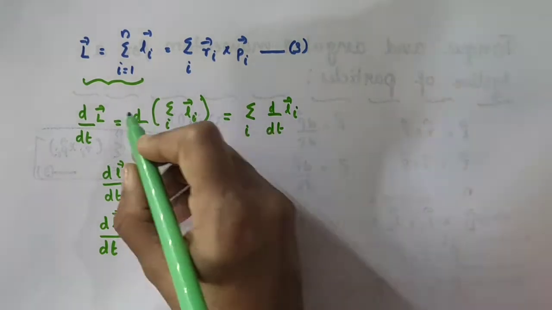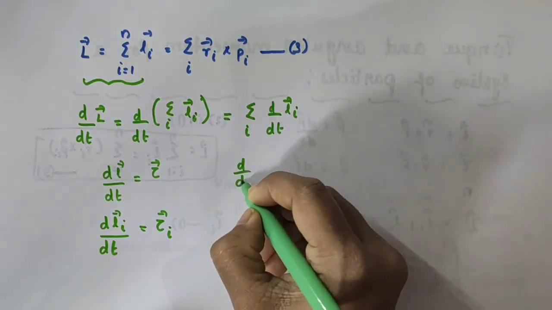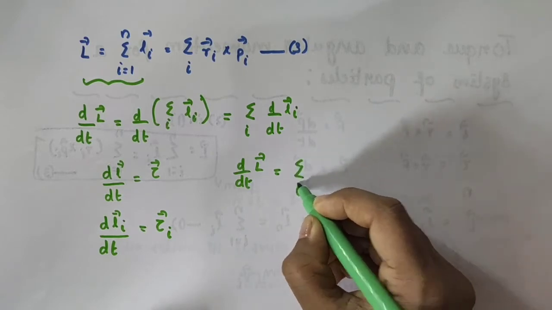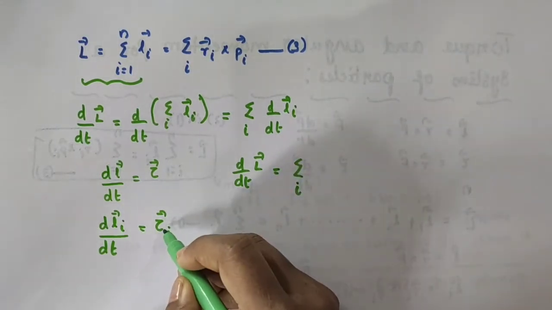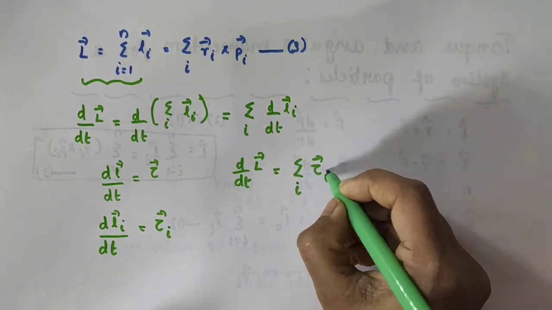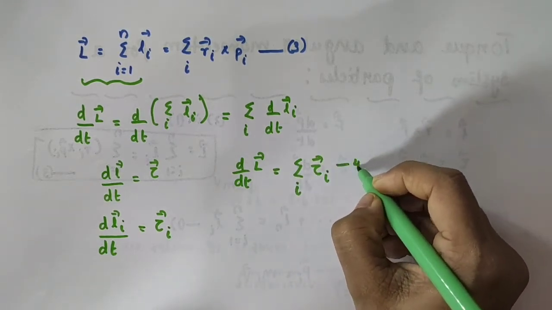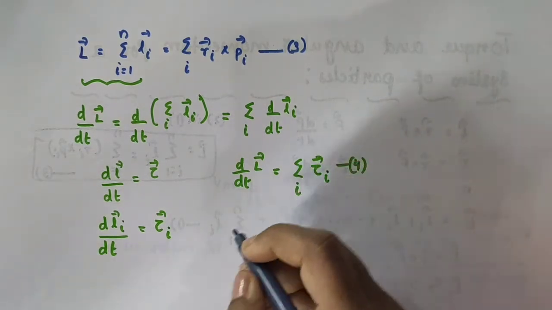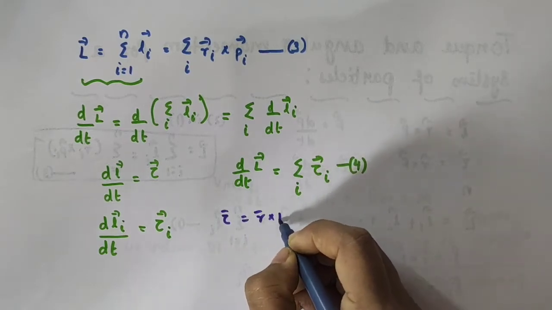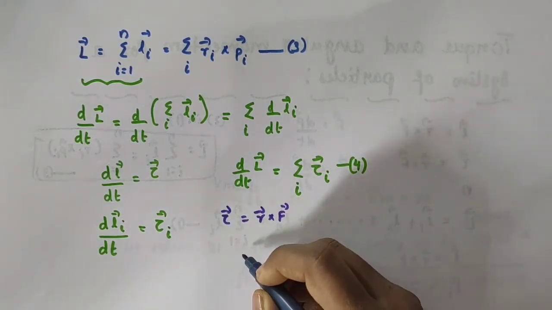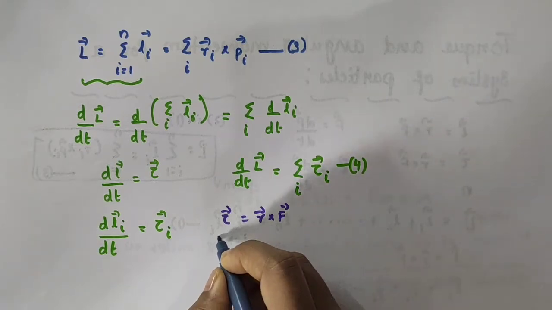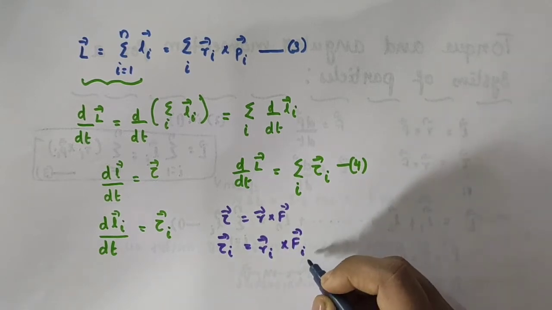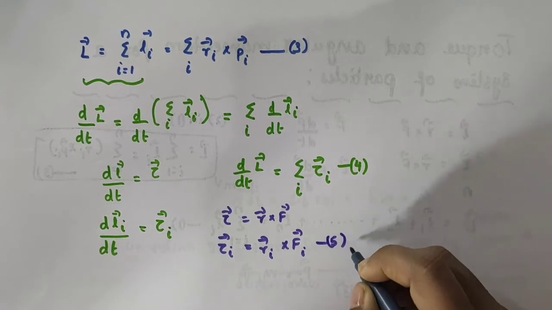So this expression becomes d by dt of vector L is equal to the summation over i of vector tau i. I am taking this as equation number 4. Now, for a single particle, torque is equal to vector R cross vector F. So for the ith particle, we can write vector tau i is equal to vector Ri cross vector Fi. I am taking this as equation number 5.